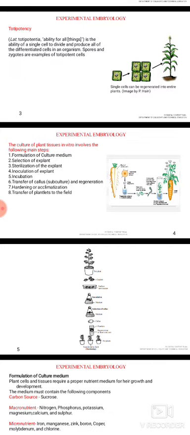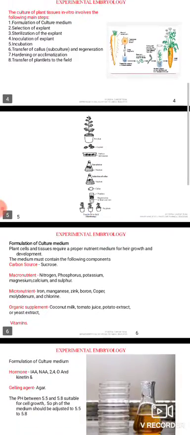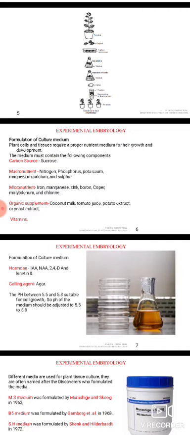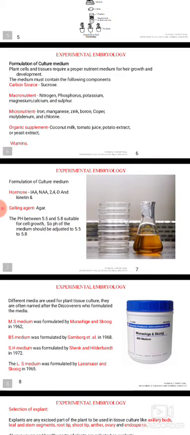Coming to the first one, that is formulation of culture medium. Plant cells and tissues require a proper nutrient medium for their growth and development. The medium must contain the following components, that is, a carbon source, and usually it is sucrose. Then macronutrients like nitrogen, phosphorus, potassium, magnesium, calcium, and sulfur. Then micronutrients like iron, manganese, zinc, boron, copper, molybdenum, and chlorine. And they also require organic supplements like coconut milk, tomato juice, potato extract or yeast extract, and also some vitamins.